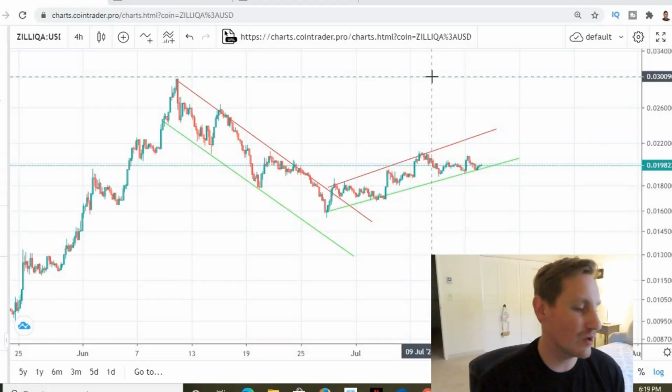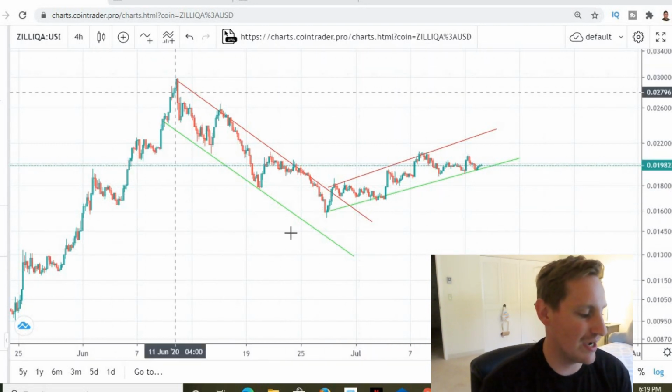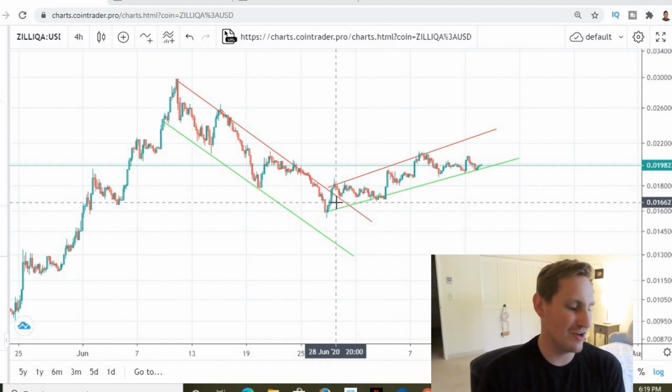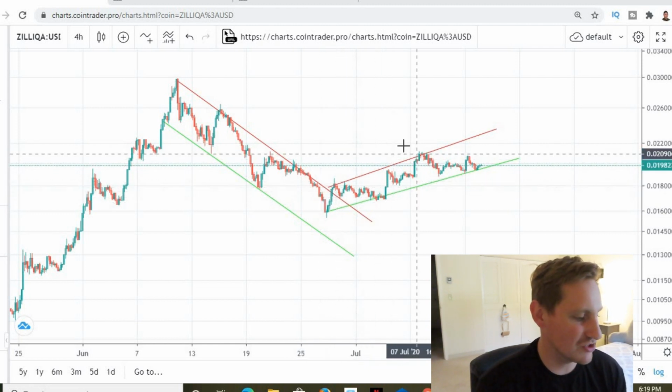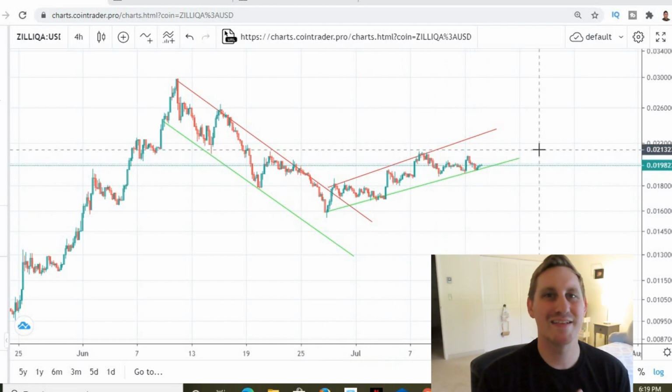Now we are forming two other patterns that I'm going to touch on a little later in this video, but I wanted to point these out to start and see what we're looking at in a longer time frame. This bear flag has been forming since about the end of June, so it's been about a 3-week pattern now. We can see we had multiple touches on the top and multiple touches on the bottom, which confirms it as a pattern for me.